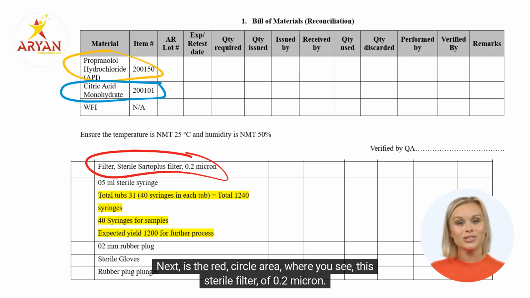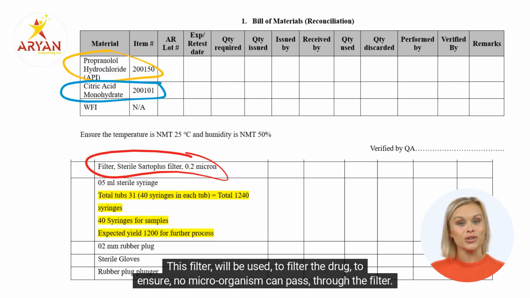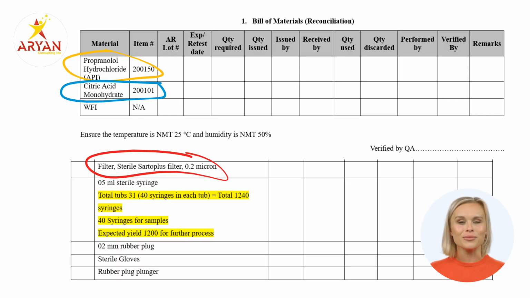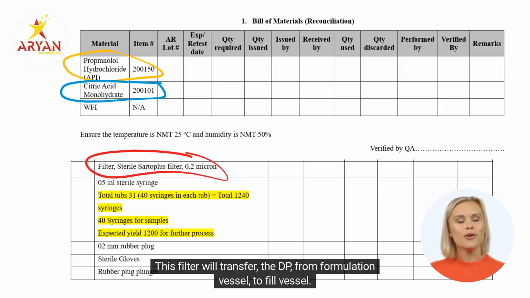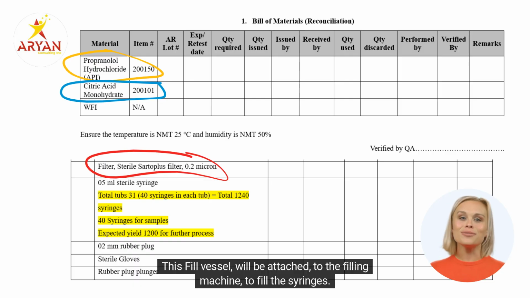Next is the red circle area where you see this sterile filter of 0.2 micron. This filter will be used to filter the drug to ensure no microorganism can pass through the filter. This filter will transfer the DP from formulation vessel to fill vessel. This fill vessel will be attached to the filling machine to fill the syringes.